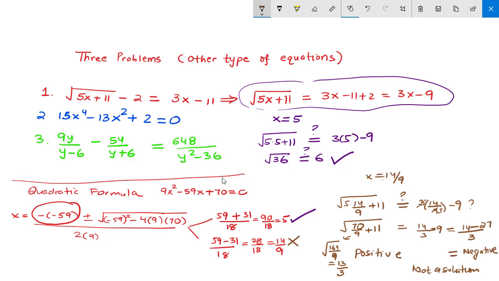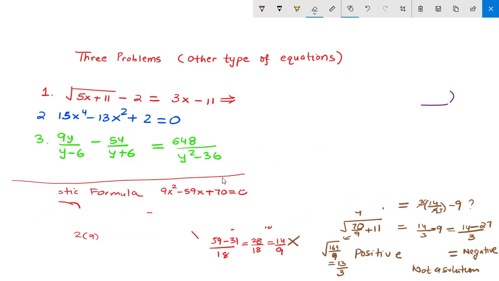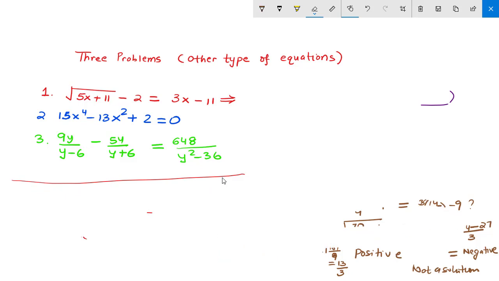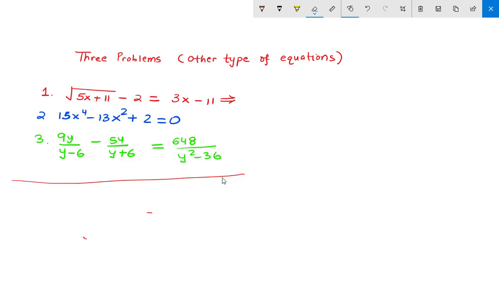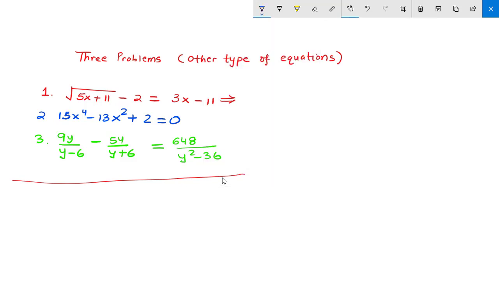Now for the second question, let me erase this. For the second question, I have a fourth degree equation. This is a recording, so you can watch it again and again. The second equation is the fourth degree 15x^4. I'm going to use a blue color to solve this one. Minus 13x squared plus 2.